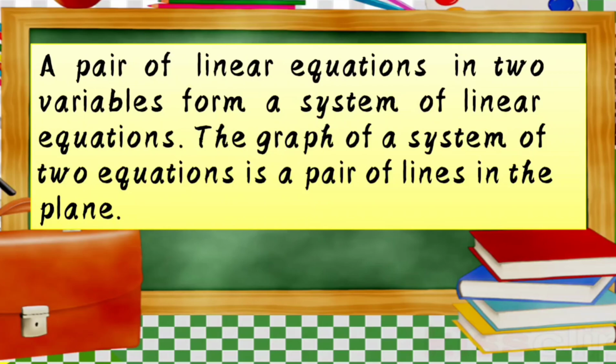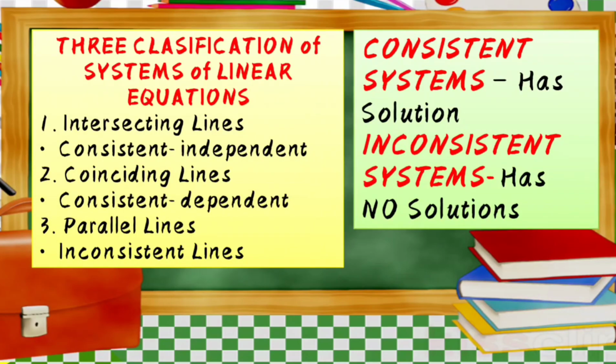A pair of linear equations in two variables form a system of linear equations. The graph of a system of linear equation is a pair of lines in the plane. May tatlong classification of systems of linear equation. Una, may tinatawag tayong intersecting lines. Pag sinabing intersecting lines, ito ay consistent or independent. Pangalawa, coinciding lines. So pag sinabing coinciding lines, that is consistent or dependent. Pangatlo, parallel lines. Ang parallel lines ay inconsistent lines.